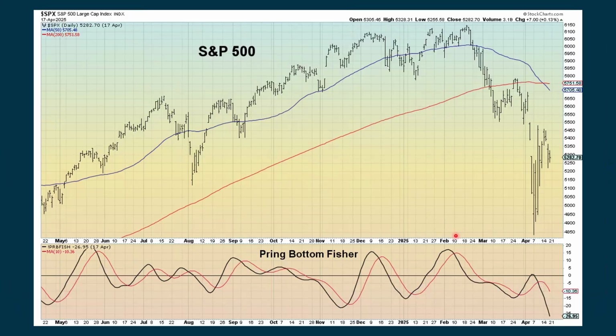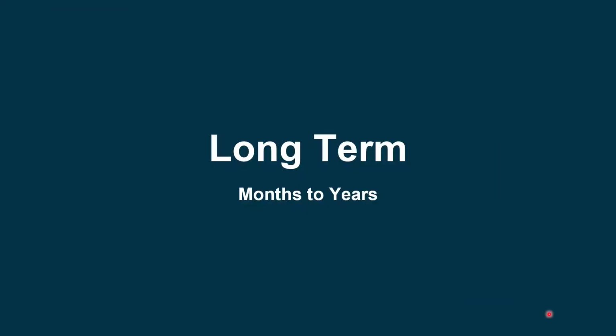And I was using this for a while. When the black line crosses above the red line, that's called a Pring bottom fisher, meaning that this is signaling that we've hit a bottom, and that could suggest that we go up. Well, we kind of tried to go up here, but it didn't last. And this signal went away when the black line crossed below the red line, and now it's going down instead of generating another buy signal. So there's been no need to show this chart in the daily videos.